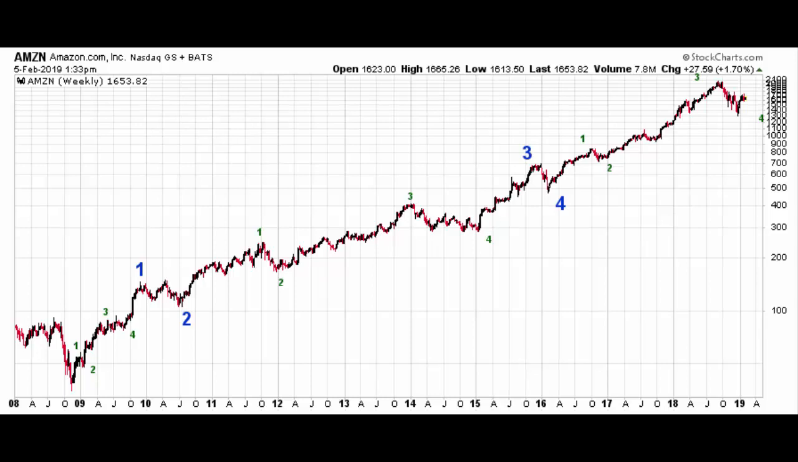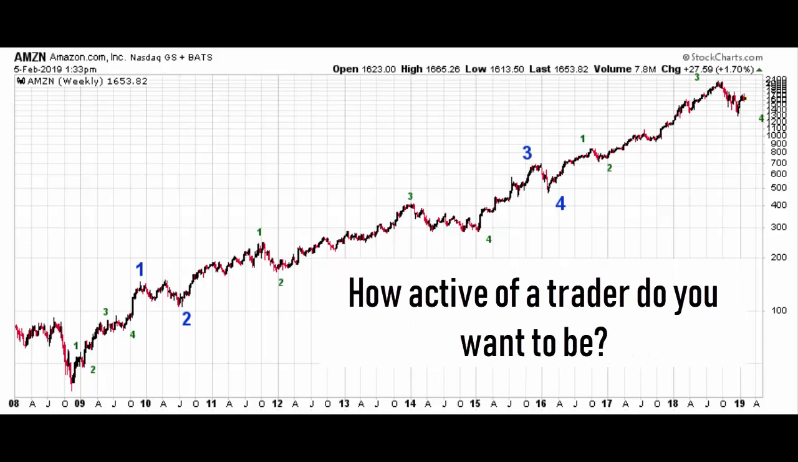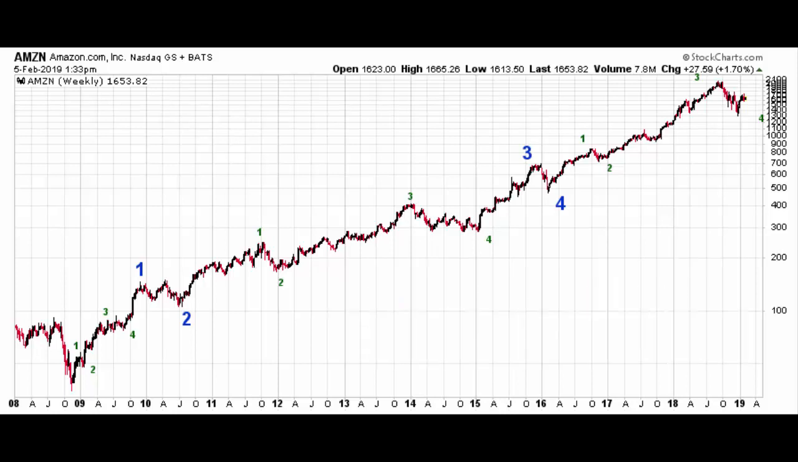And there's a couple questions that you have to ask yourself when you are making this decision. One is, how active do you want to be? Do you want to make multiple trades? Do you want to watch the market day in and day out? Are you doing that already? Then you probably want to be more active. You probably don't want to enter a position and anticipate sitting on it for multi years.